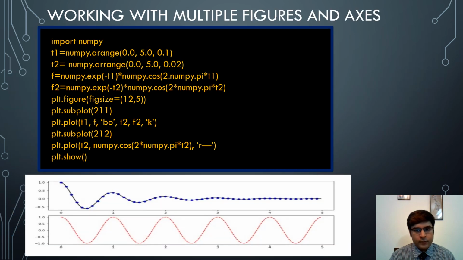Next, we see how we work with multiple figures and axes in Matplotlib. So first, we import the NumPy module and take two NumPy arrays, and from that we take two values f and f2. Those are also array variables. Next, we plot the figure using the plt Matplotlib variable, and the output will be shown in the next slide.